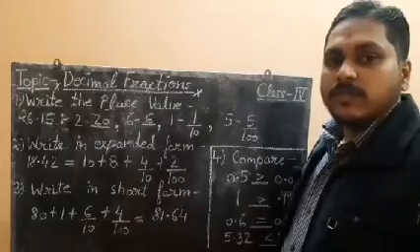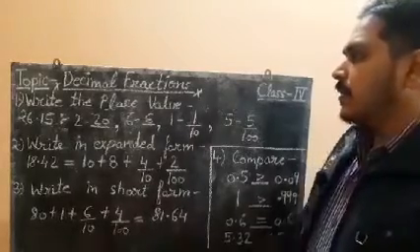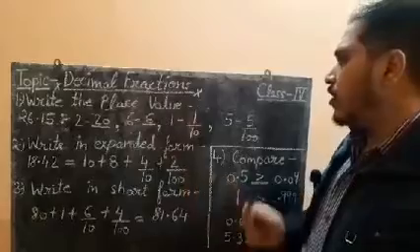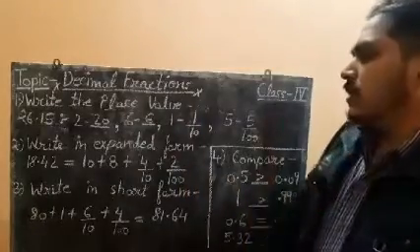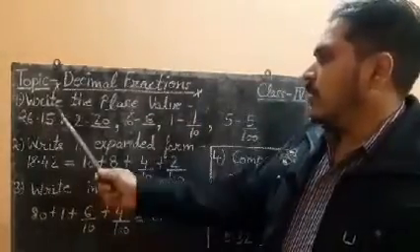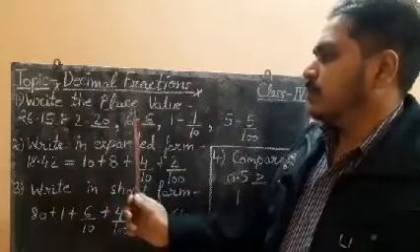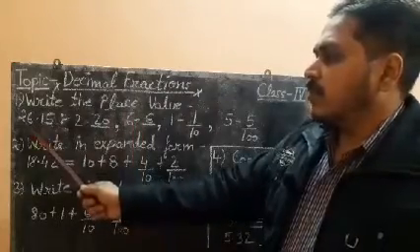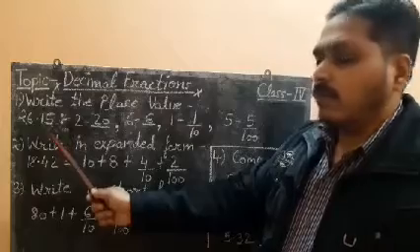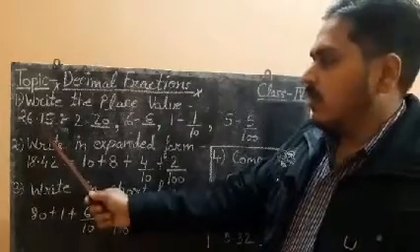Hello students. So our today's video topic is decimal fractions for class 4th. See the first question. Write the place value. The question is 26.15. You have to write the place value of all the digits here.